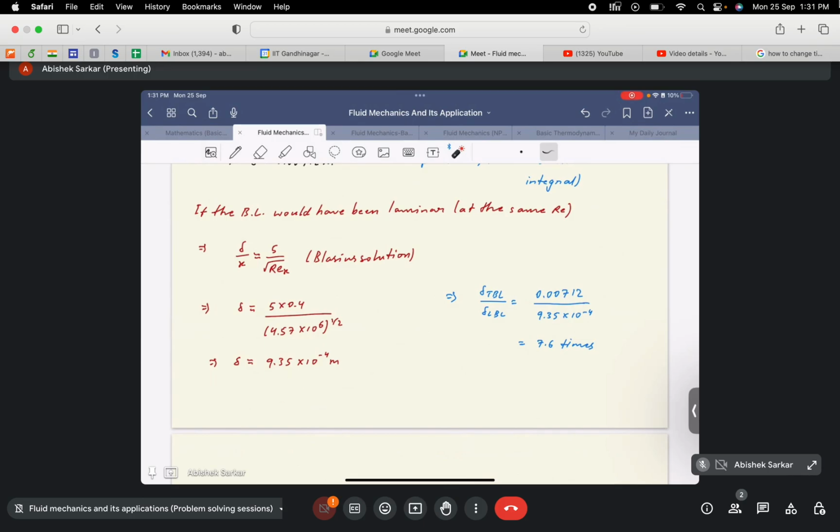If we take the ratio of the turbulent boundary layer thickness to the laminar boundary layer thickness, we get that the turbulent boundary layer is almost 7.6 times as thick as the laminar one for the same Reynolds number. So it gives us a very important conclusion that turbulent boundary layers are usually much thicker than laminar boundary layers.